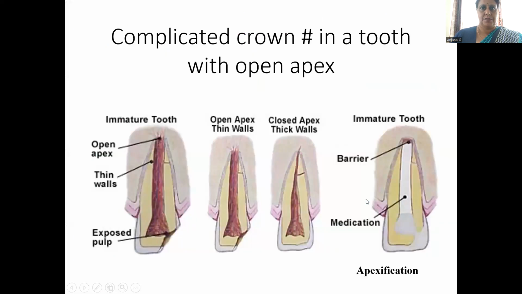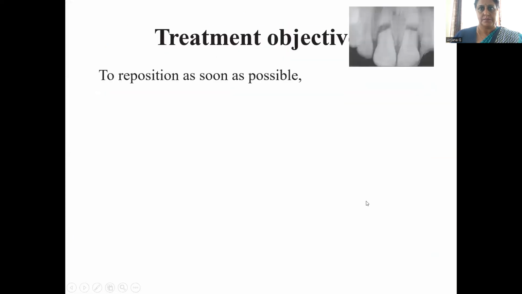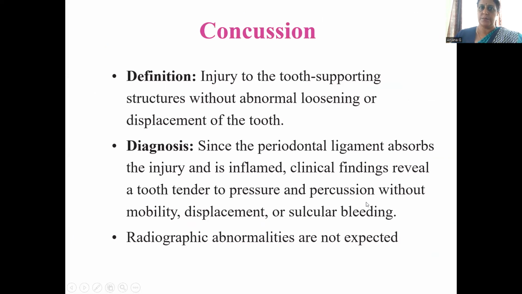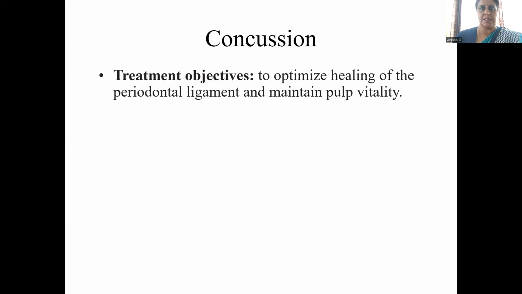Concussion, by definition, is the injury to the tooth supporting structures without abnormal loosening or displacement of the tooth. How do you diagnose it? Since the periodontal ligament absorbs the injury and is inflamed, clinical findings reveal a tooth tender to percussion and without mobility, displacement, or circular movement. Radiographic abnormalities are not expected.